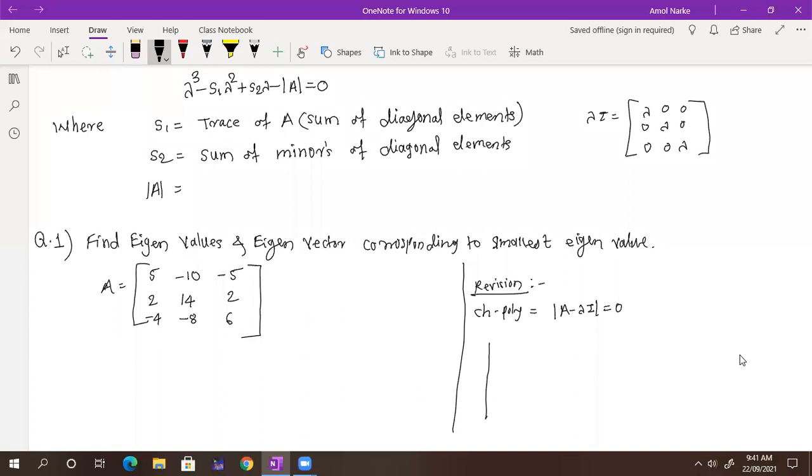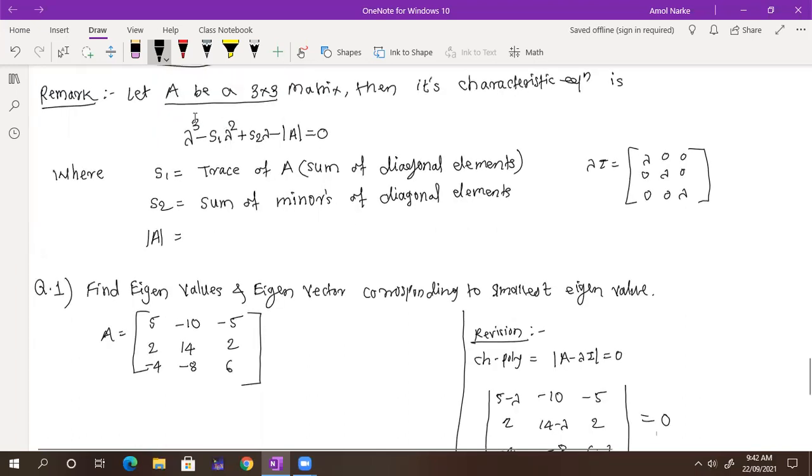Now this lambda, I am going to subtract from the A. So what I am getting is 5 minus lambda, then minus 10, minus 5, again 2, 14 minus lambda, and again 2, again minus 4, minus 8, 6 minus lambda. Find out this determinant and you will get the equation. This is the usual way, but solving this determinant is time consuming. It will take lots of calculation. Instead of doing this, I'm going to use this remark.